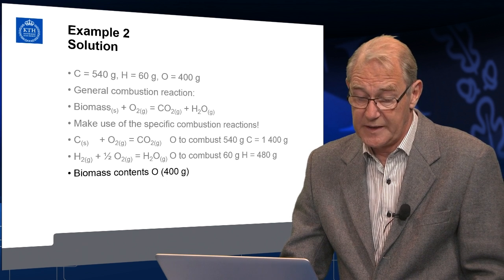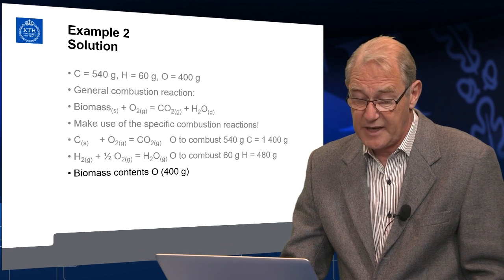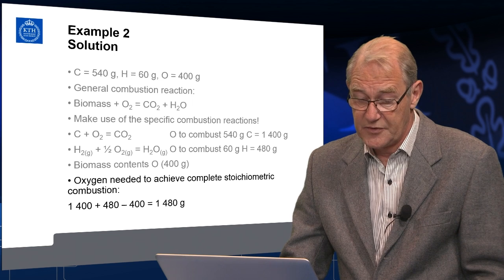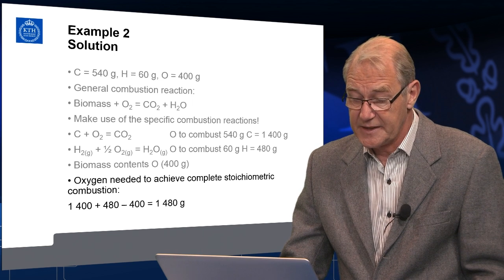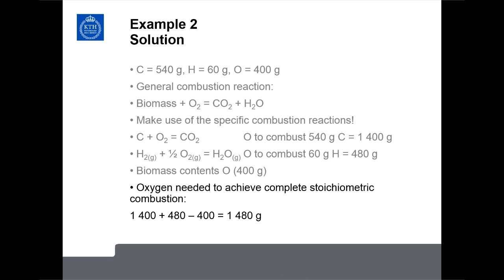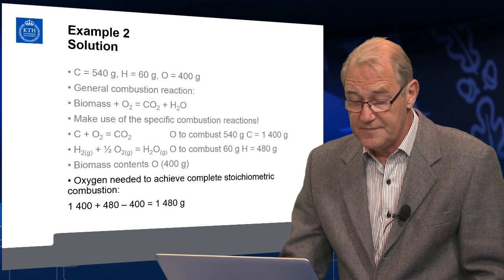But we saw in the previous slide that the biomass contains oxygen as well, 400 gram oxygen in the biomass. So we need to add together the previously calculated amounts from carbon and hydrogen and subtract the amount of oxygen that is already present in the biomass. And this gives the final result of 1,480 grams of oxygen.